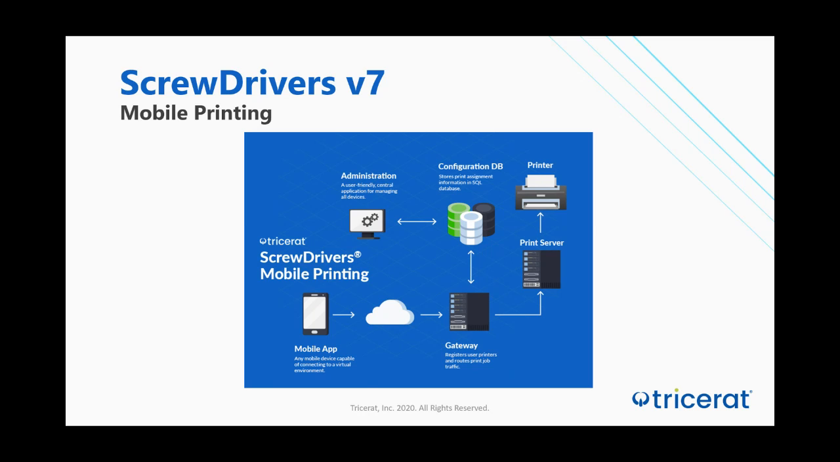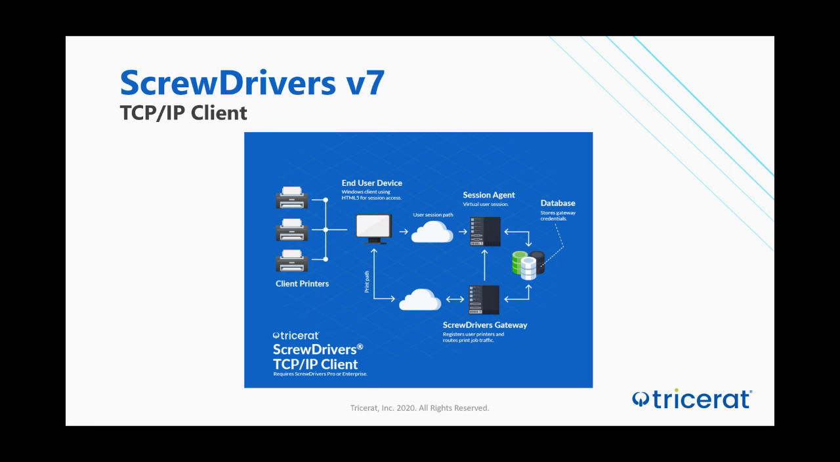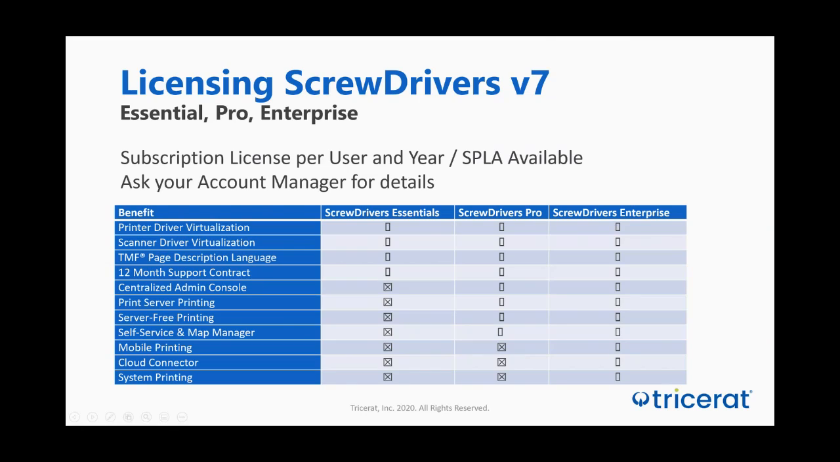Both of these mobile parts are part of the Enterprise edition. There's also the TCP/IP client: if you're using, for example, an HTML client from Citrix or from Cameyo, you can assign printers and you can have a separate client on your PC connect into the backend, and we will print through a gateway. And we will look at that further on.